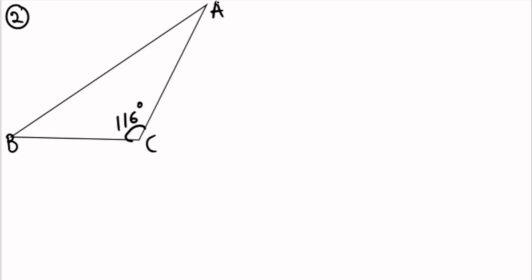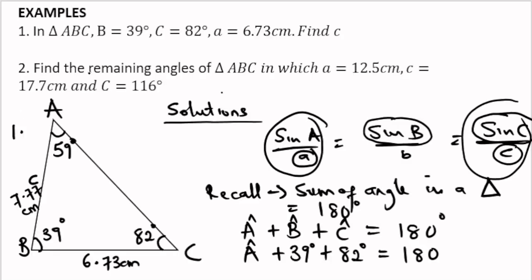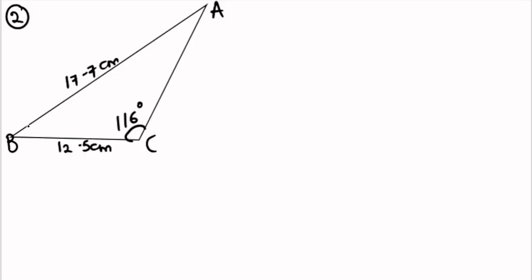If this is capital letter A, this is small letter a, which is 12.5 centimeter. And if this is capital letter C, this is where we'll have our small letter c, which is 17.7 centimeter. Now, if we take note of what the question asks us to do, it says find the remaining angles of the triangle ABC. So we have to find the remaining angles, which are angle B and angle A.